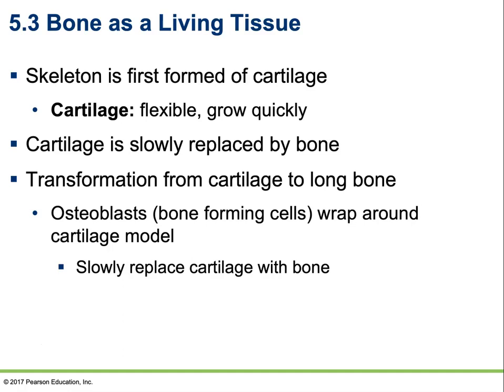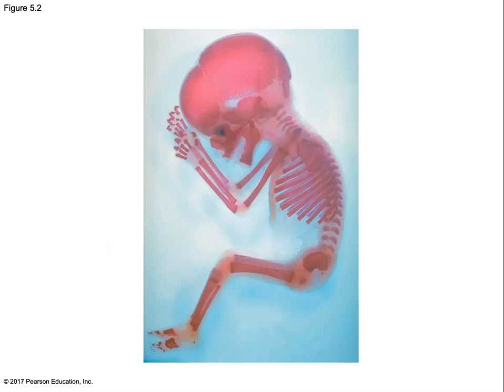As the bone replaces the newly formed cartilage in the region closer to the shaft, the bone is going to lengthen, and the bone diameter is also going to enlarge as the bone lengthens. So it's going to grow a bit like a tree. It's going to grow outward in length and outward in width as well. Here we have a fetal skeleton formed mostly of cartilage, which is going to eventually slowly be replaced by bone.